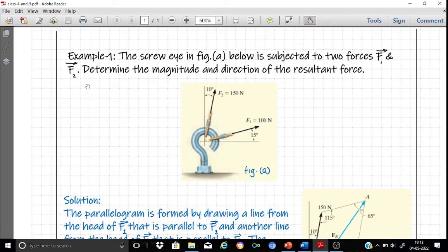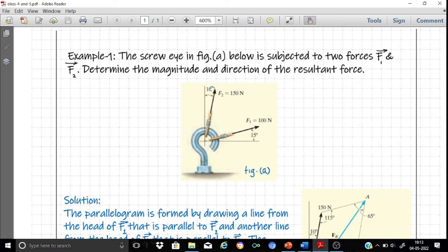So let us start with example 1. The problem statement is as follows. The screw eye shown in figure A below is subjected to two forces, vector F1 and vector F2. Determine the magnitude and direction of the resultant force. From the problem statement, it is clear that we need to obtain the magnitude and direction of the resultant force, which represents an equivalent to forces F1 and F2.